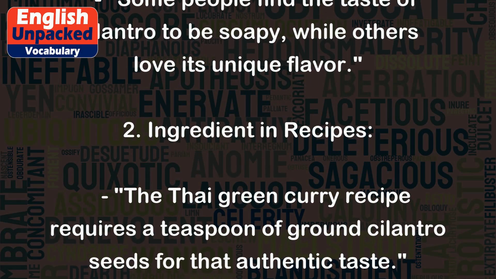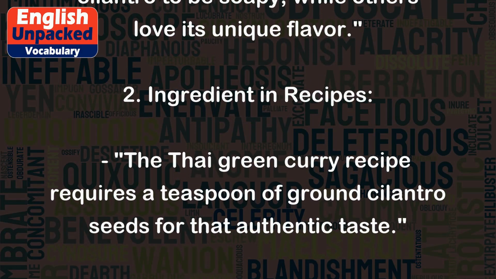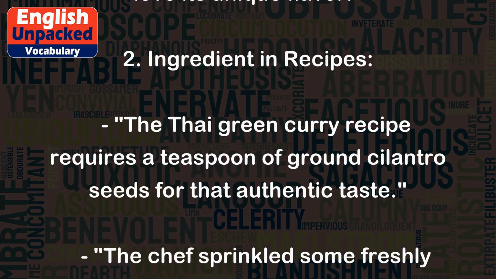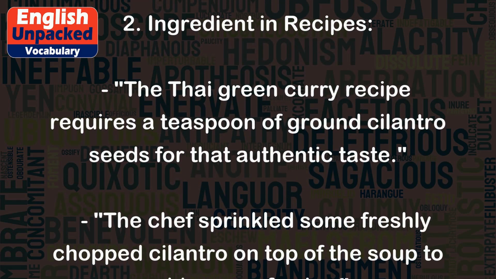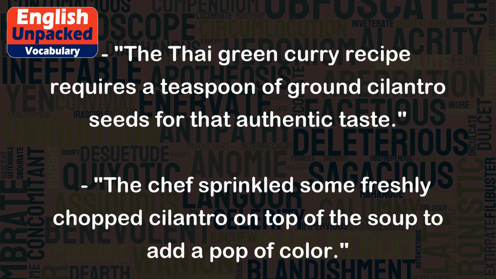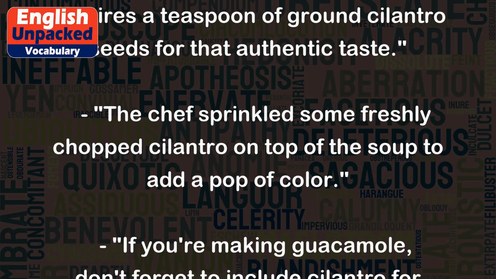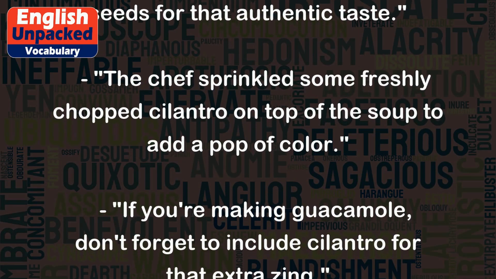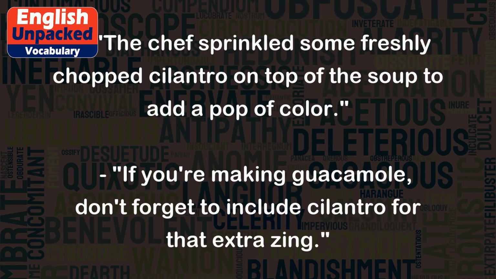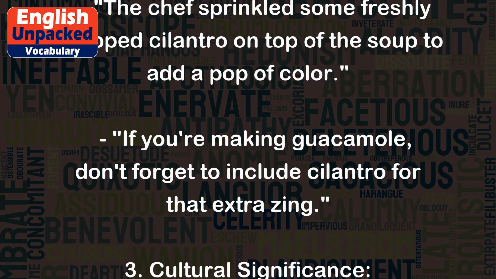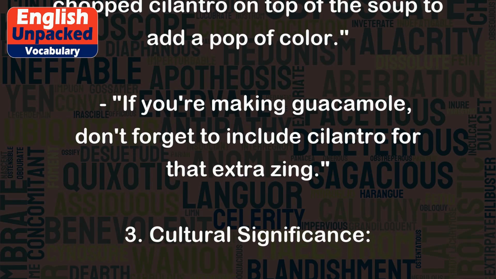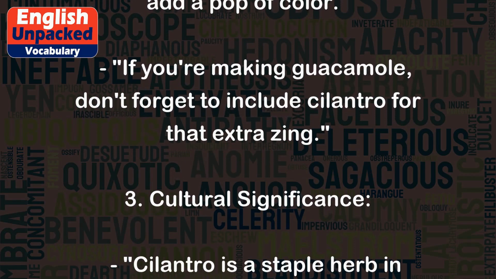2. Ingredient in recipes. The Thai green curry recipe requires a teaspoon of ground cilantro seeds for that authentic taste. The chef sprinkled some freshly chopped cilantro on top of the soup to add a pop of color. If you're making guacamole, don't forget to include cilantro for that extra zing.